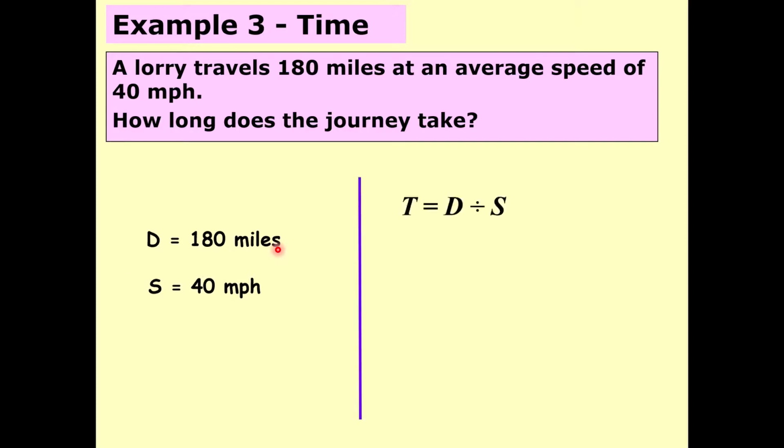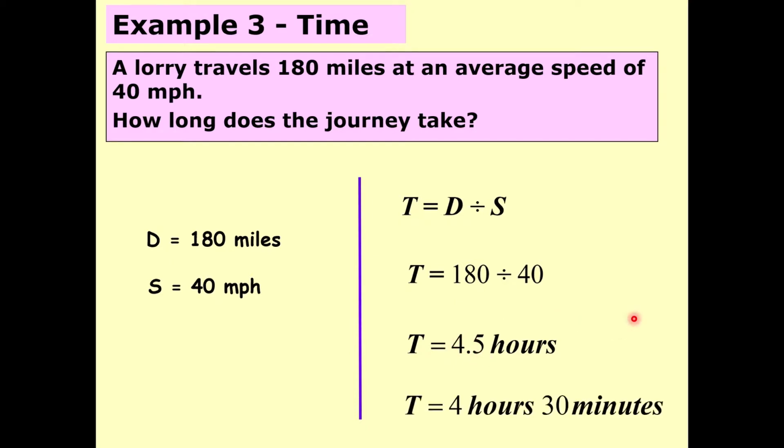So once we've got that, we're going to write down our formula. Time equals distance divided by speed. Time equals 180 divided by 40. So time equals 4.5 hours. However, we're not going to leave our answer like this. We're sort of going to be working backwards this time. So we know 0.5 is 30 minutes and we've got 4 hours. So we're just going to convert that to 4 hours and 30 minutes. Okay, so make sure you're not leaving your answer in decimal form. You need to convert it back to hours and minutes.